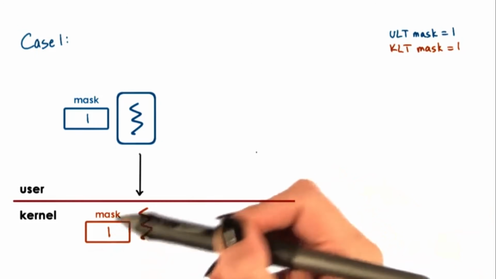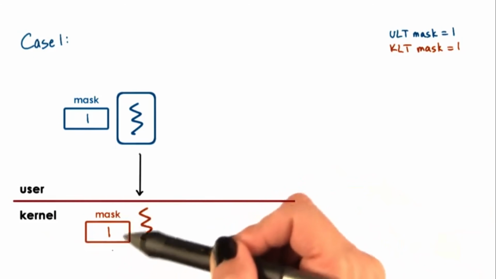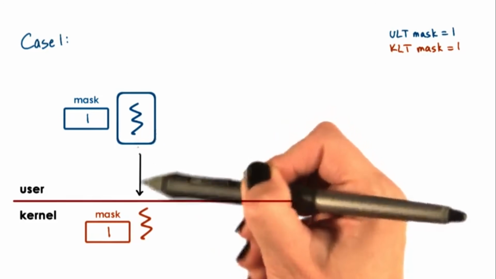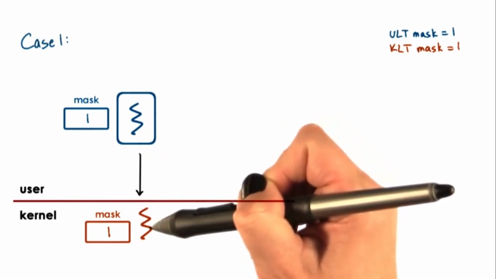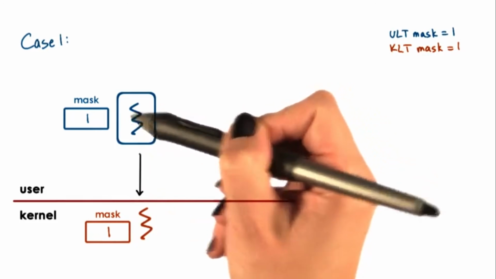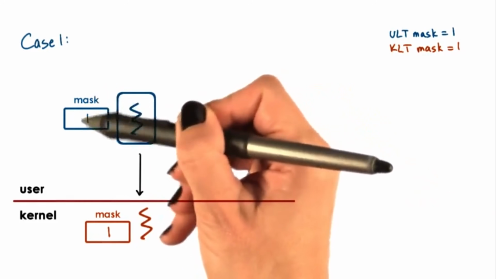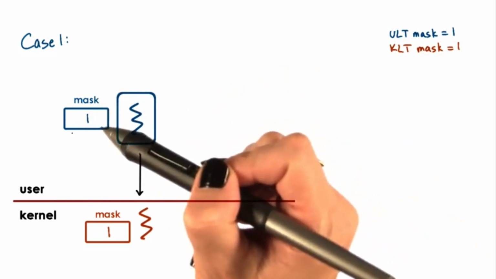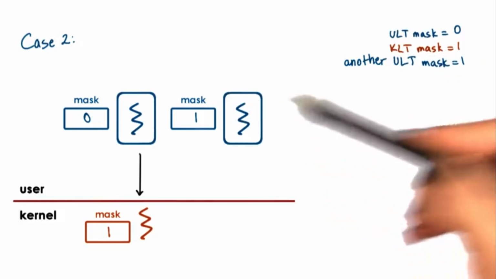Now, when a signal occurs, no problem. The kernel sees that the signal is enabled, so it will interrupt the currently running user-level thread that's running on top of this kernel-level thread. And there is absolutely no problem because that user-level thread had the signal enabled as well, so the processing will be safe. Now let's consider a second case.